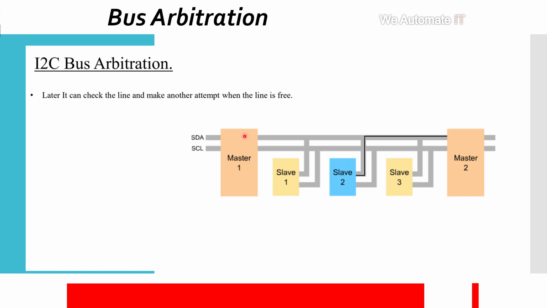So the standard mode is 100 kbps, fast mode is 400 kbps, fast plus is 1 megabit per second, high speed is 3.4 megabits per second, and ultra fast is 5 megabits per second. Most embedded systems use 100 kbps or 400 kbps. So standard or fast, these two modes are mainly used by most embedded systems for practical problems.